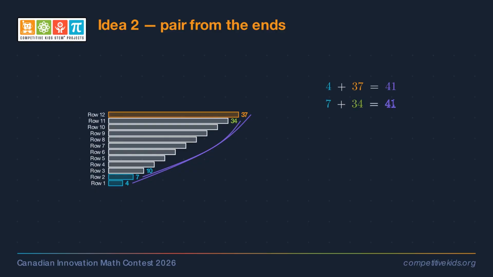Row 2 plus row 11. 7 plus 34. Also 41. Every pair adds to the same constant, 41. 12 rows means 6 pairs.